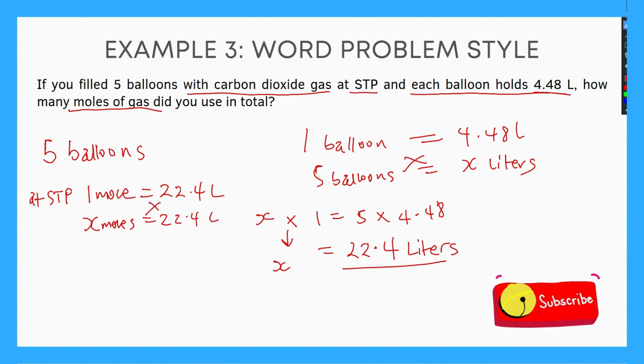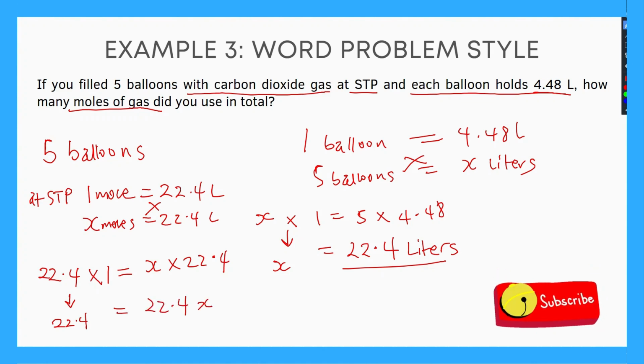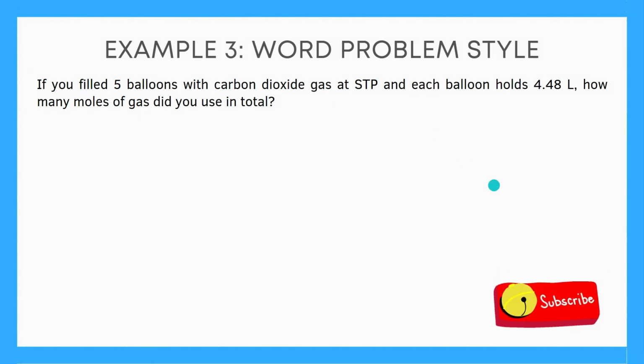We can cross multiply. If we do, this becomes 22.4 times 1 is equal to X times 22.4. This multiplied by 1 is the same thing as 22.4, which is equal to 22.4x. We divide both sides by 22.4 to get X. This cancels this. 22.4 divided by 22.4 is basically 1 mole. I'm sure you saw how the conversions were occurring, converting from volume to moles and from moles to volume.